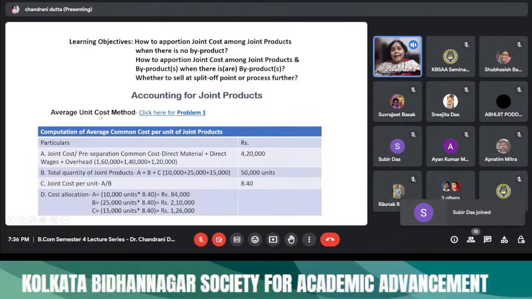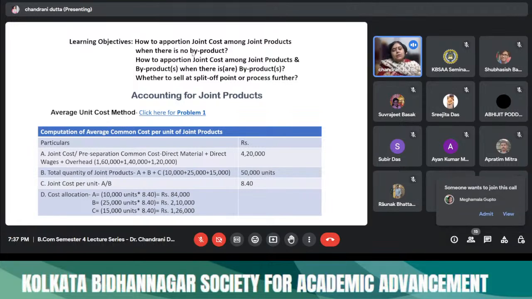If you see the name, from the name itself you can understand what the method is actually asking us to do. We will calculate the average cost per unit. I will calculate the total joint cost, meaning joint cost till works cost, including the manufacturing cost inputs. Okay, so after calculating the total joint cost, I will divide it by the total output that I'm getting of all the joint products taken together. So that will give me the cost per unit.